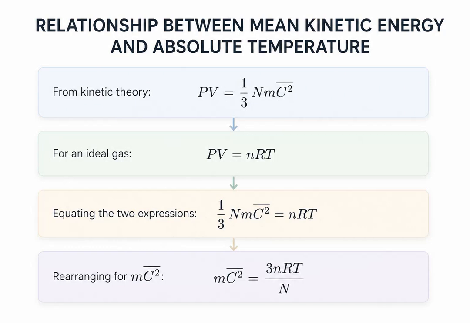Now let us connect this mechanical view of a gas to thermodynamics. We have our kinetic theory equation, PV equals 1/3 nmc squared. We also have the ideal gas equation from macroscopic observations, PV equals nRT, where n is the number of moles and R is the gas constant. Since both equal PV, we can equate them. 1/3 nmc squared equals nRT. By multiplying both sides by 3 and dividing by n, we isolate mc squared, which equals 3 nRT over n.